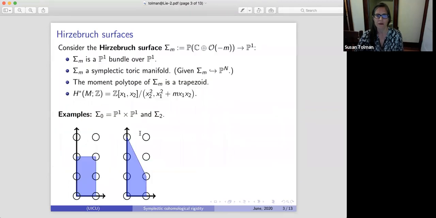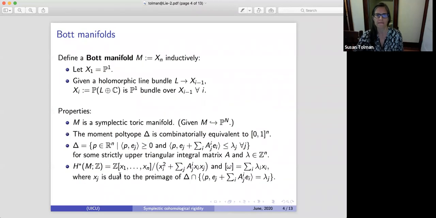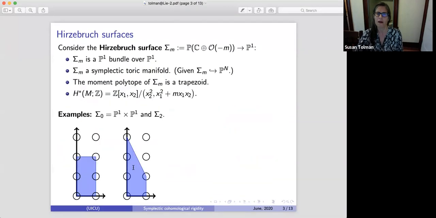Okay, great. Let me give some examples of symplectic toric manifolds. The first example I want to think about are Hirzebruch surfaces. So consider the Hirzebruch surface sigma sub m. What I want to do is take the line bundle O of negative m over P1, which is the holomorphic line bundle over P1 with Chern class minus m. And I want to take the direct sum of that with C. And then I get a C2 bundle over P1. And then I'm going to projectivize that bundle, and I get a P1 bundle over P1.